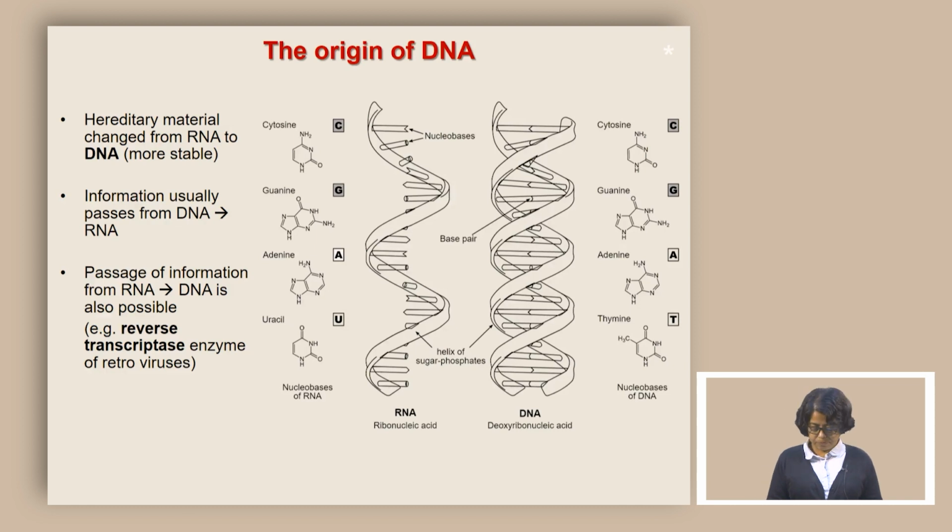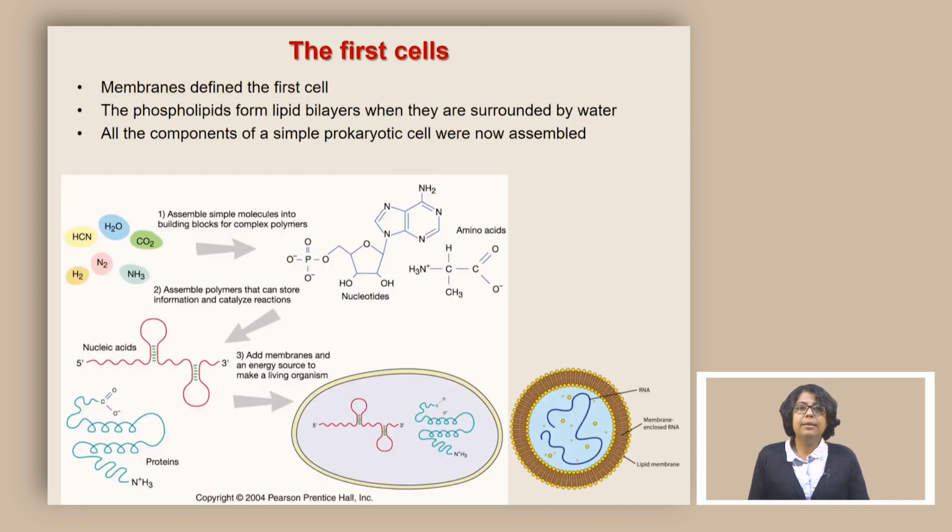from a cell membrane. So, the idea is that membranes defined the first cell, and the phospholipids form the lipid bilayer when they are surrounded by water. When they are surrounded by water, one layer of these phospholipids is repelling water, the other one can be in touch with water. So, basically you have a barrier, outside of it is repelling water and inside of it can hold water. It is like a bubble, and that is the first cell.